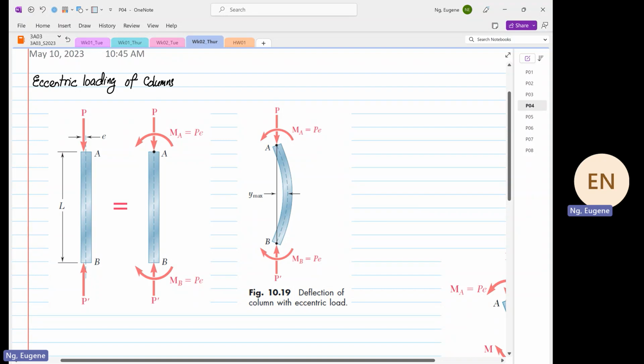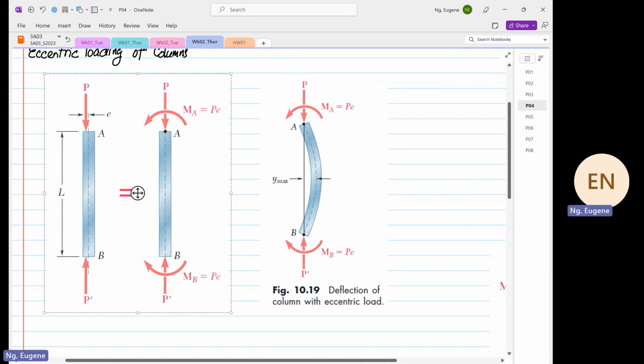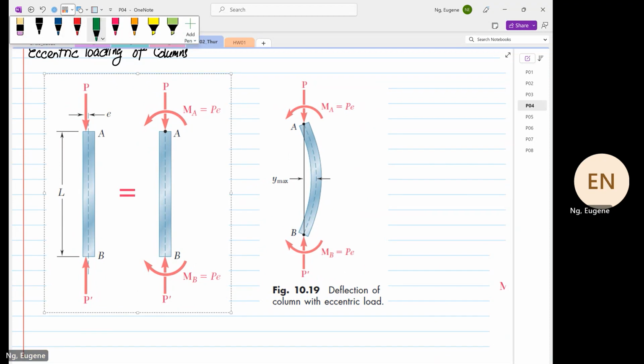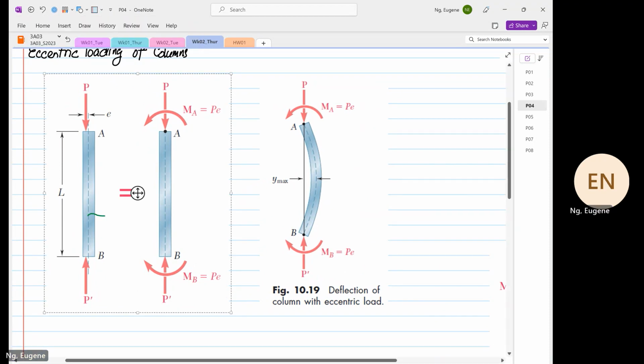To go into the theory of eccentric loading of columns. Now, what do we mean by eccentric column? What do we mean by eccentric loading? As you can see, based on this figure over here, this is our centroid.